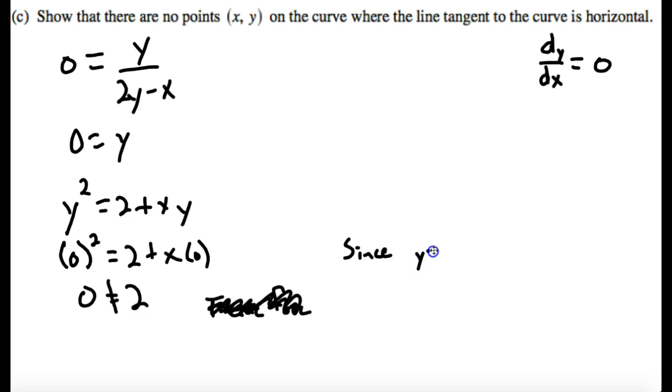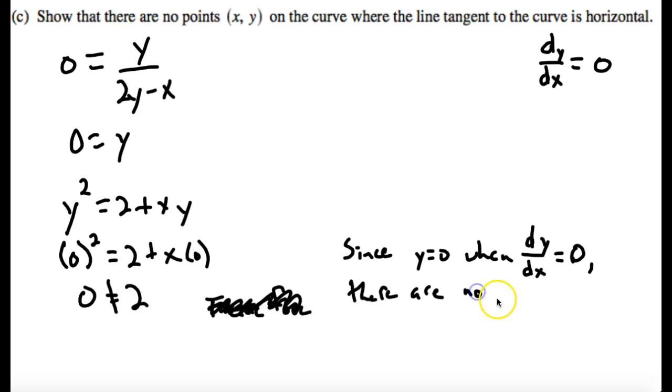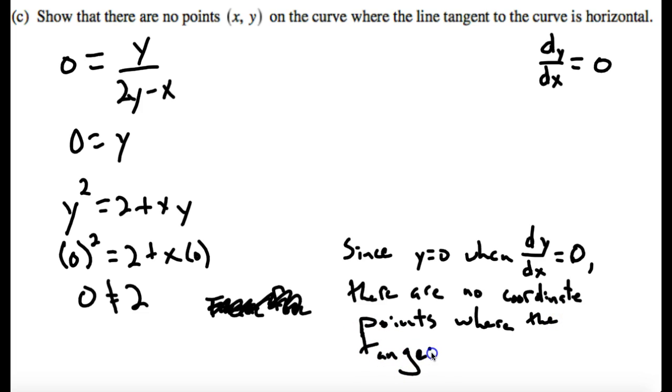Let's say, since y equals 0 when dy dx equals 0, there are no coordinate points where the tangent is horizontal. Okay, just something like that.